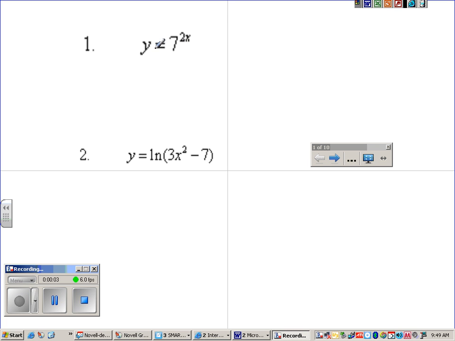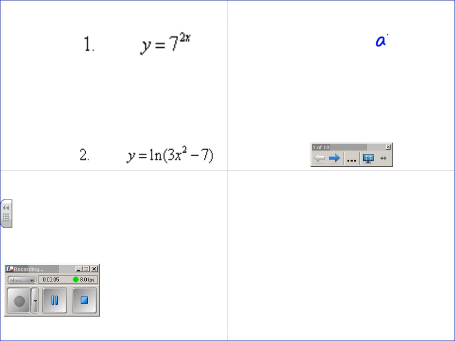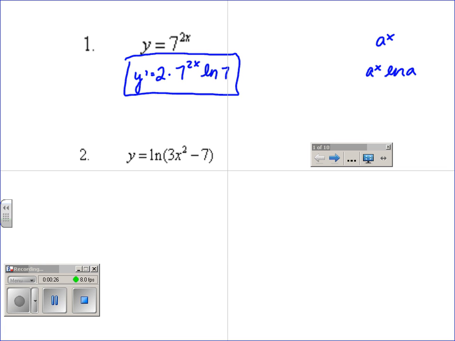Take the derivative of the general form of a to the x: it's a to the x times the natural log of a. So in this case, times the derivative of whatever the exponent is. The derivative of the exponent is 2, so I'm going to go ahead and write that in front. Then you're going to have 7 to the 2x times the natural log of 7. Do not multiply these together because this is not raised to the same exponent. So this is your final answer.